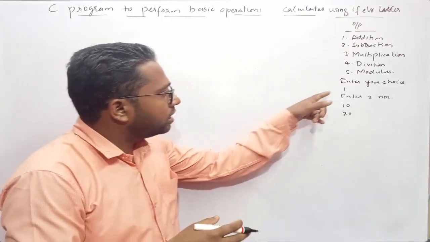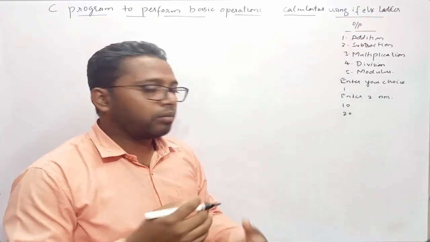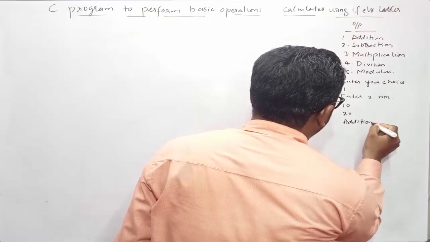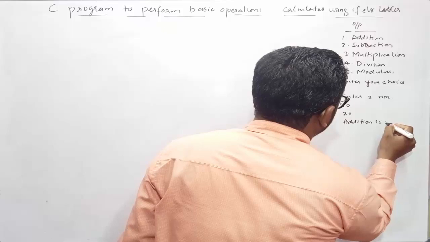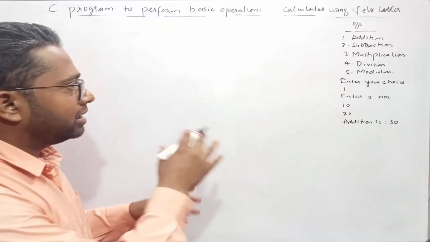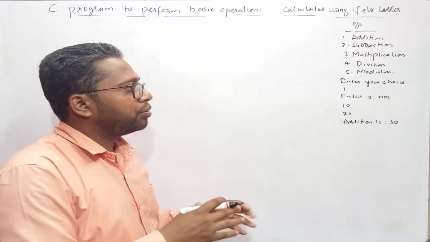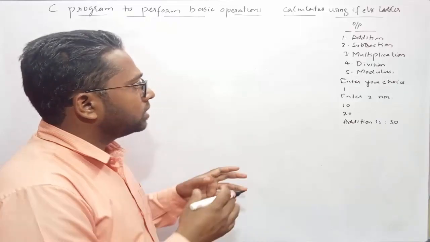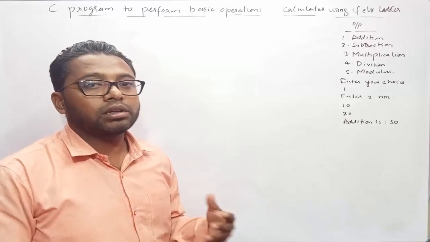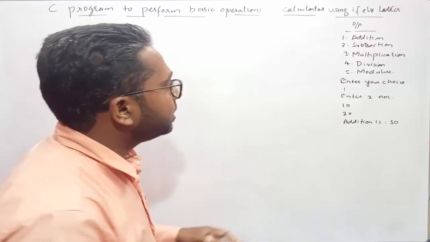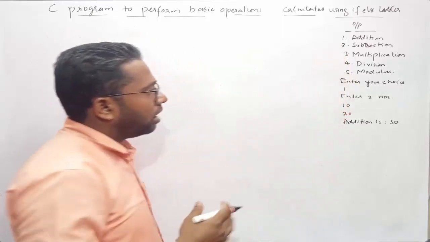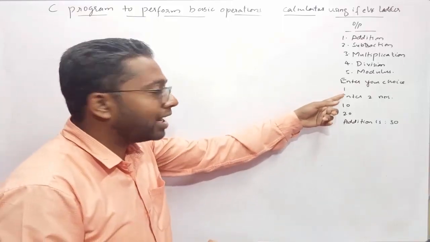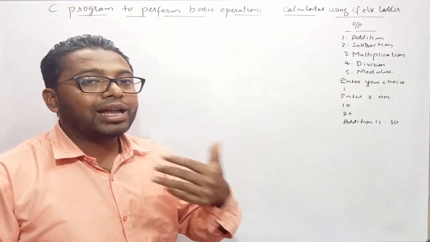Since I have entered 1, that means addition needs to be performed, and I will get output as addition is 30. So this is our output. Based on this output, we need to write a C program using if-else ladder. Let us first find how many variables are required in our program. After showing this menu, I am asking the user to enter their choice, which is a value I am expecting from the user.